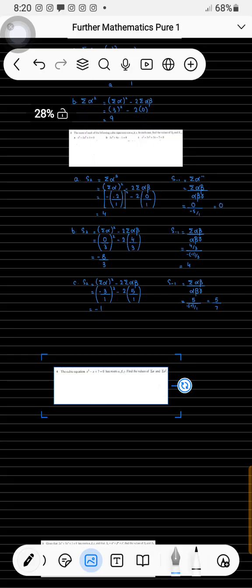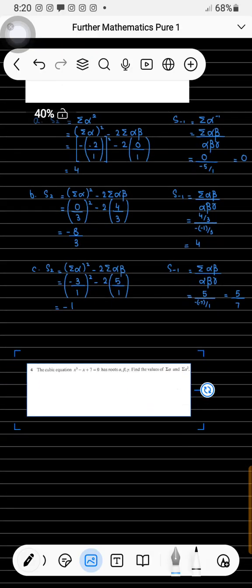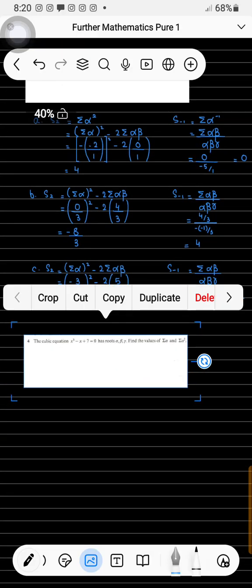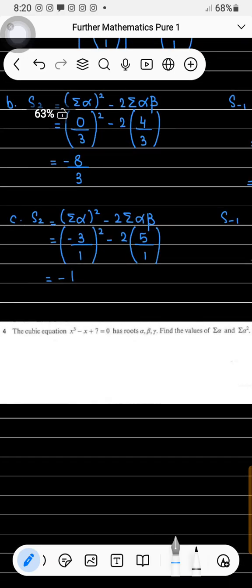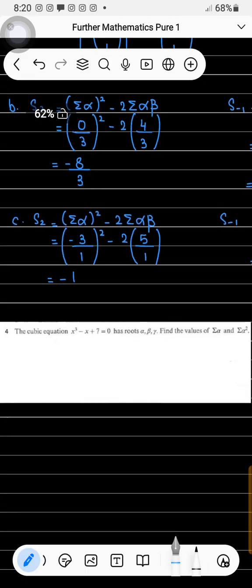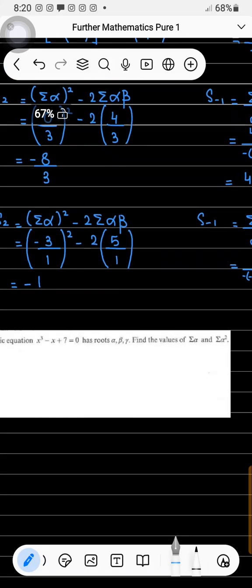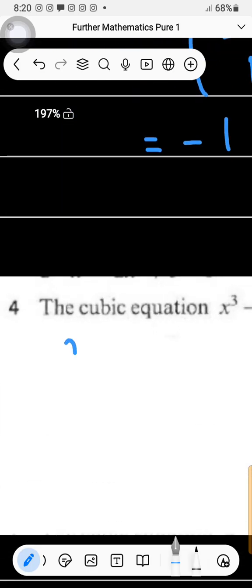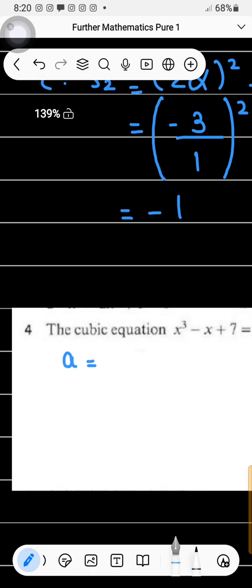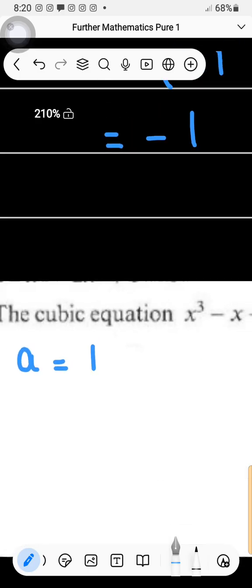But here is now question number 4. Let's do this. The cubic equation x cube minus x plus 7 equals 0 has roots alpha, beta, gamma. Find the values of sum of alpha and sum of alpha square. Simple, you just have to know the formulas. I prefer you to do it by yourself before watching the solution.